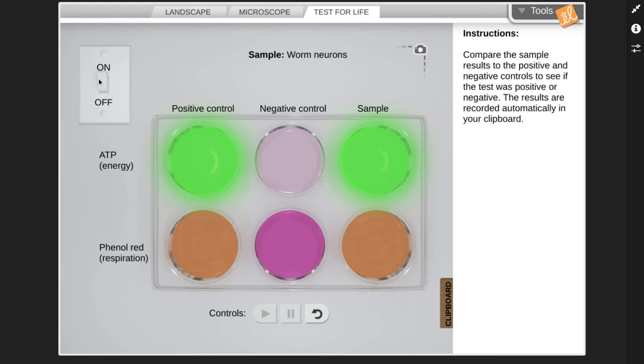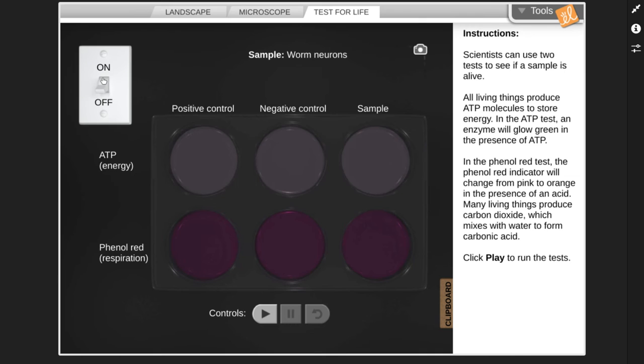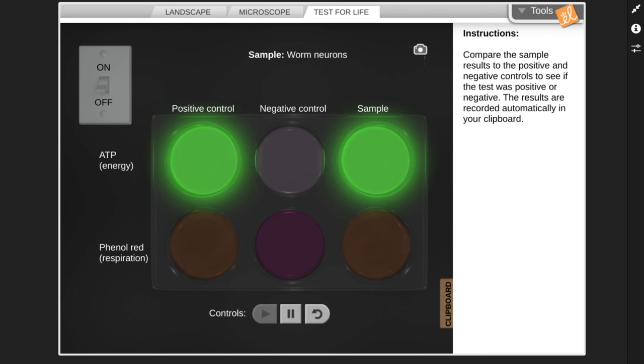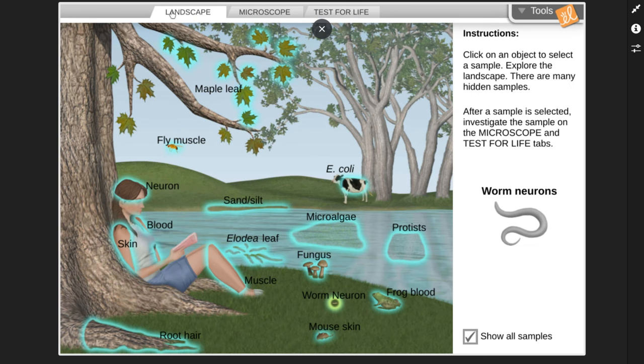Now I can turn off the lights. Oh, I have to reset it first. Okay. Then I can turn off the lights and I can press play again and look at what happens. My results are still the same, because a worm in the sun and a worm in the dark does not change its metabolism at all. Okay. So you can see we've got in the sample a positive for ATP and a positive for CO2 and cell respiration.